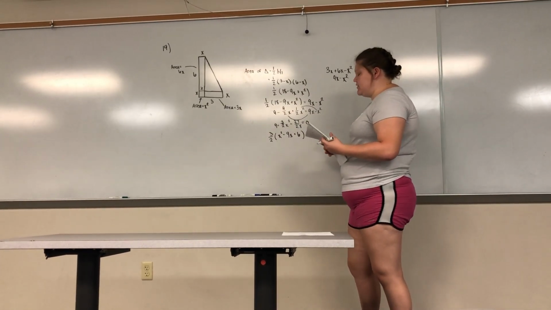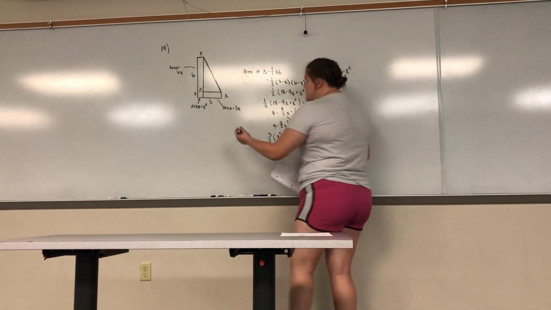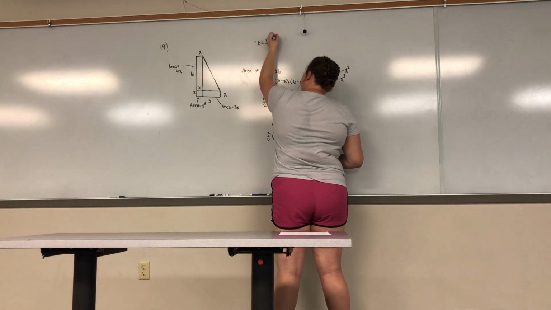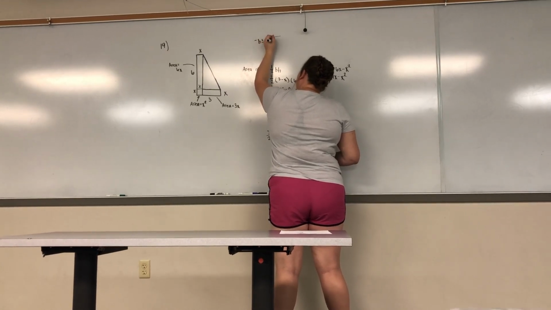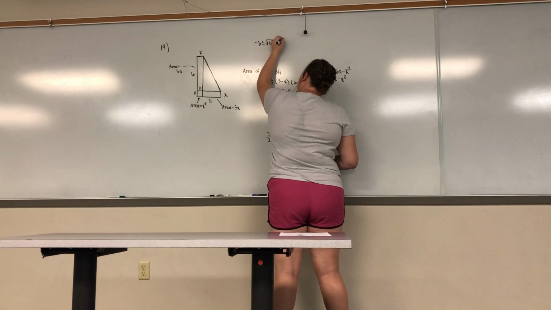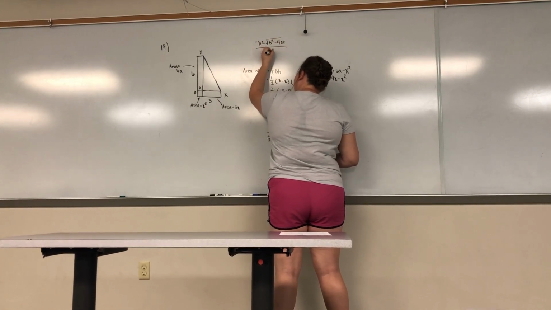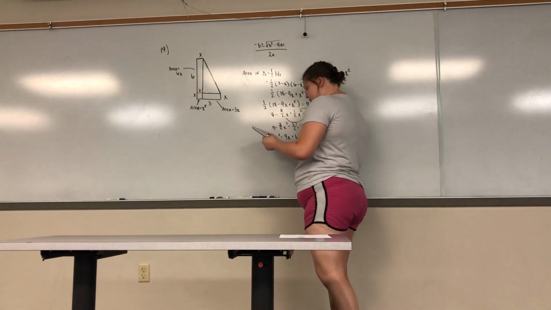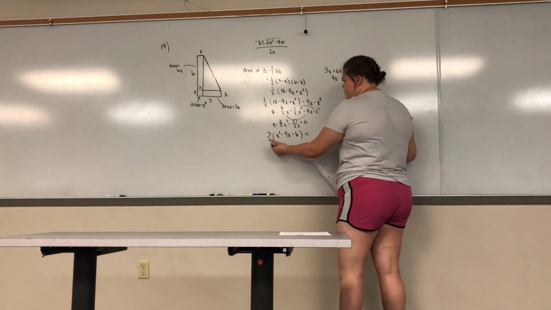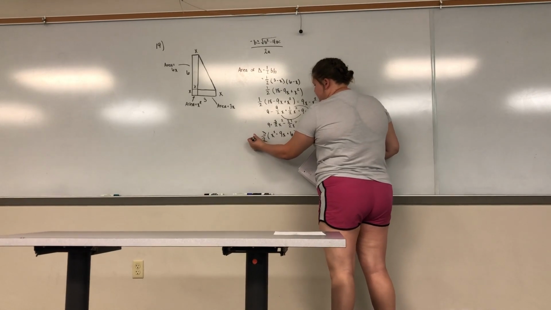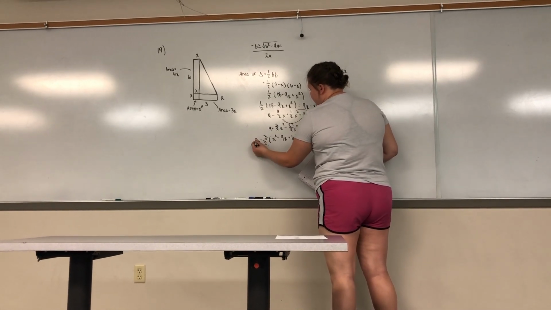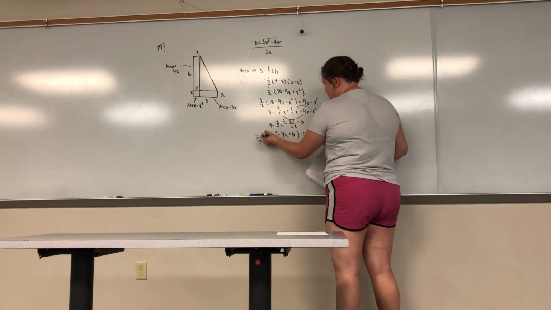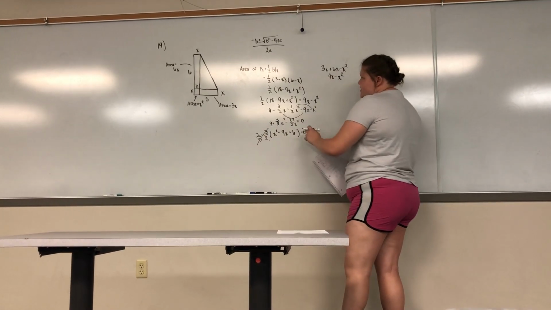So then what we're going to have to do is the quadratic formula: negative b plus or minus the square root of b squared minus 4ac, all over 2a. So we're going to plug in our numbers for that. But first we need to divide each side by 2/3. And then these will cancel. So we get this equal to 0.